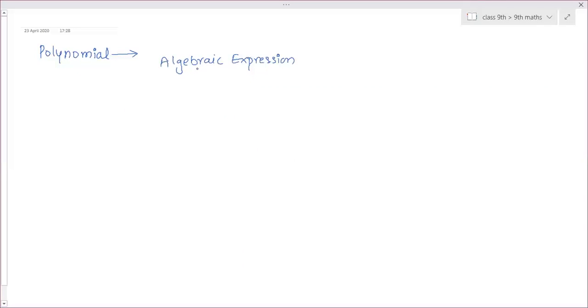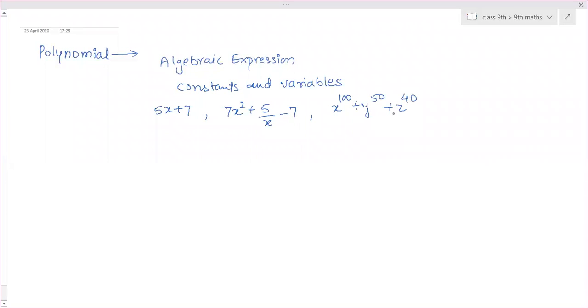Okay, ma'am. Algebraic expression means an expression which consists of constants and variables. A combination of constants and variables is called an algebraic expression. For example, 5x plus 7, 7x square plus 5 by x minus 7, x to the power 100 plus y to the power 50 plus z to the power 40. These are all algebraic expressions where you can see numbers are present and some variables are also present. The numbers whose value is always constant, we call constants.